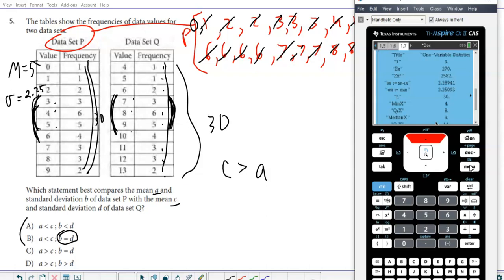And so this one, if you mouse up one click, you see the mean of this data is 9. And the standard deviation is 2.25, exactly the same, isn't it? If I got more decimals, it would still be 2.25, exactly the same as that one. So you can see that B is the correct answer on that one.